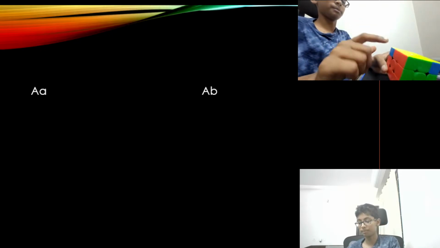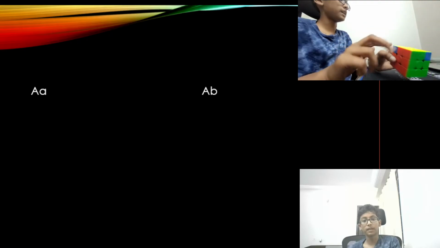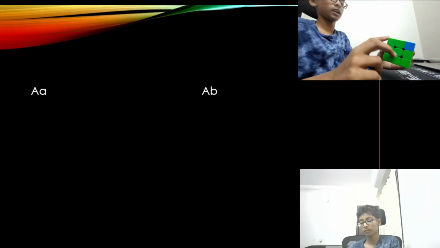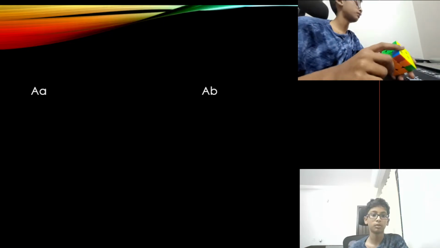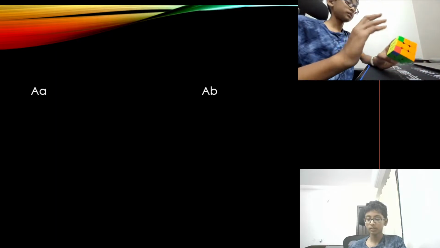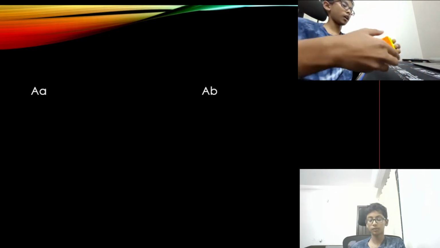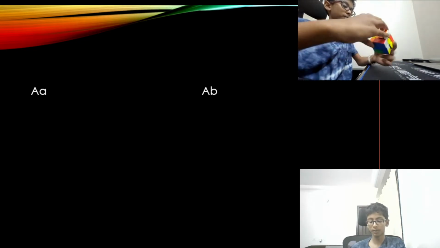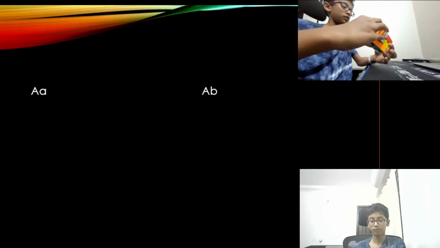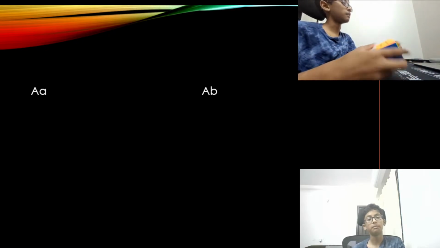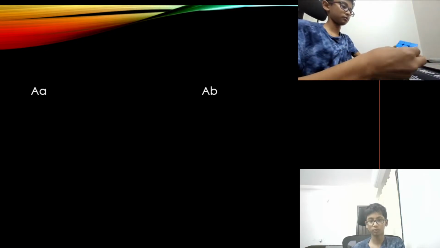A is basically on AB, beside the block, on this side there's headlights. On AA, this side has headlights. So that's the difference between the two. A is hard to get used to, but when you get used to it, it's very fast. But AB is also very fast.